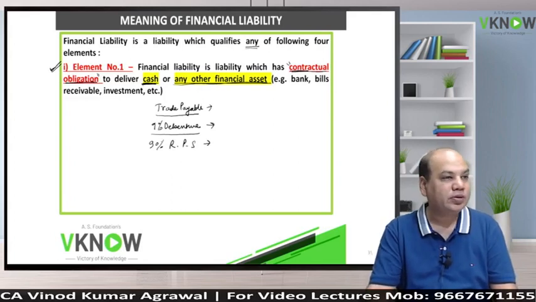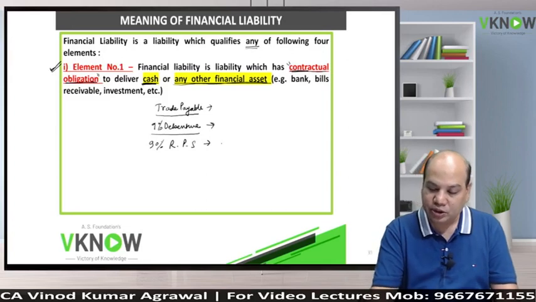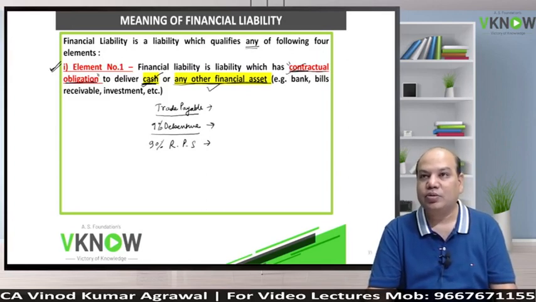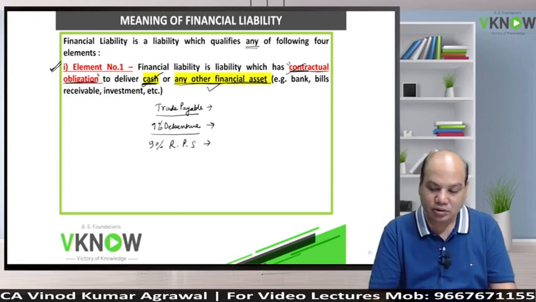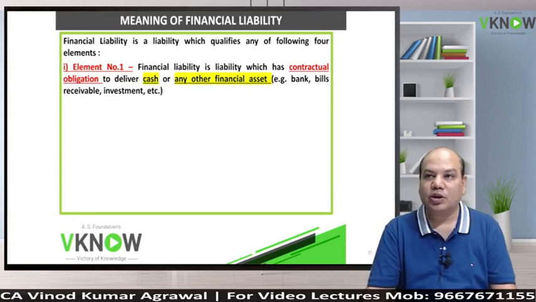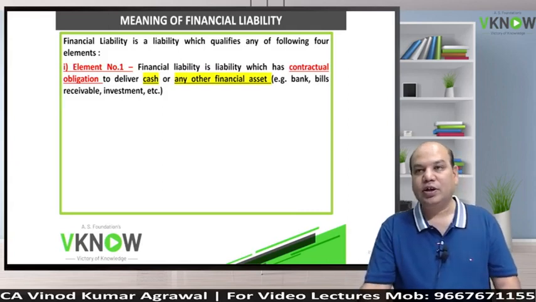So because of the standard, preference shares will also get classified as liability. Earlier under old GAAP, preference share was still shown in share capital, but under this standard, because there is a contractual obligation to pay cash or any other financial asset, even this redeemable preference share will be classified as a financial liability. So any liability which is a contractual obligation to deliver either cash or any other financial asset is a financial liability.